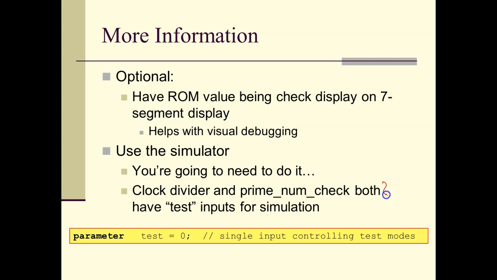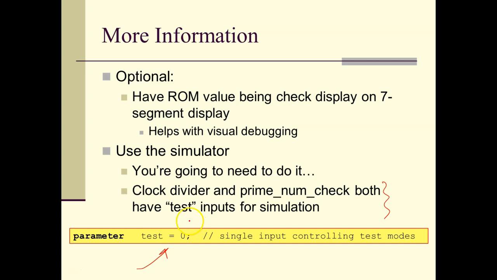The idea is you're going to have two modules in there that have testing inputs. These modules have clock dividers, and you have to put them in test mode to be able to simulate them. I put this little hint down here as far as using this parameter value for both of the test inputs. One of the test inputs is on the clock divider module. The other test input is on the prime number checker module.